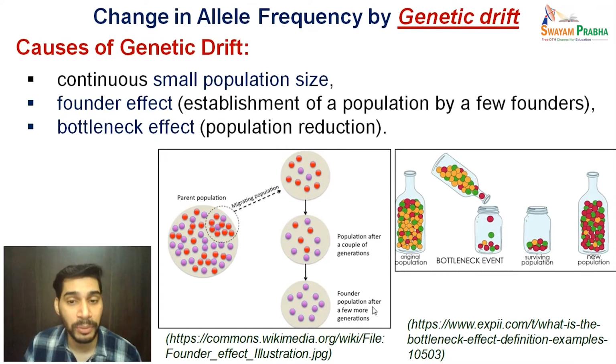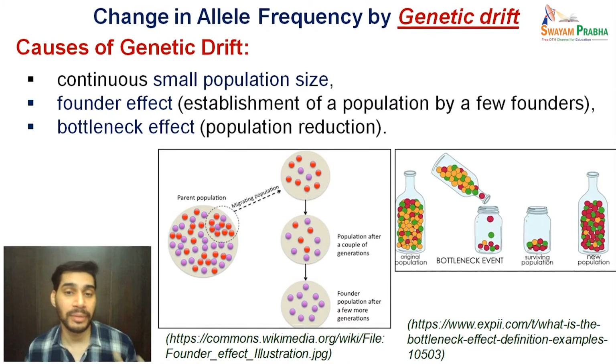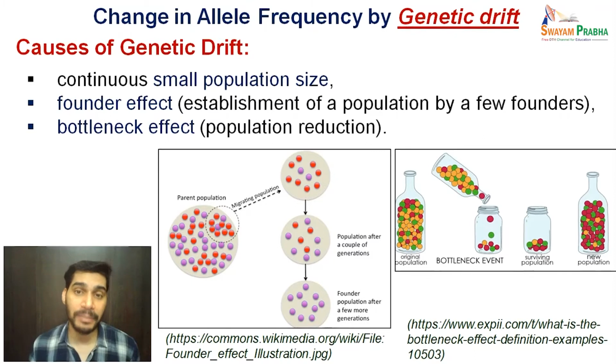Now this founder population changes after a couple of generations, because it comprises only the alleles or genotypes which were there in the founder population. So as compared to the parental population, there is a genetic drift because of the establishment of the new population by only a few founders.